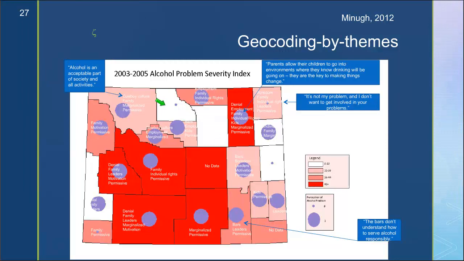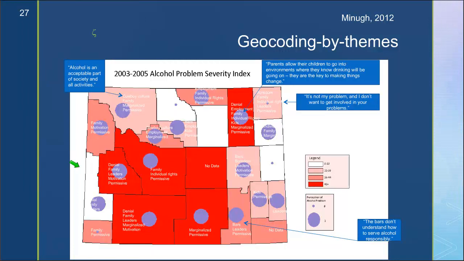So, for example, we can see in this county right here, it's dark red, so we have a big problem. There is this big circle, so there's also a large perception of problem. And then in here we have things like denial, family, leaders, motivation, permissive. Those are all qualitatively derived themes. So she's overlaying qualitative results, again, by region. In addition to, you'll see around the edges, some illustrative quotes. So the bars don't understand how to serve alcohol responsibly.